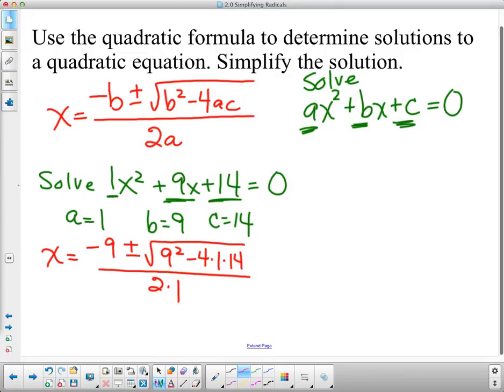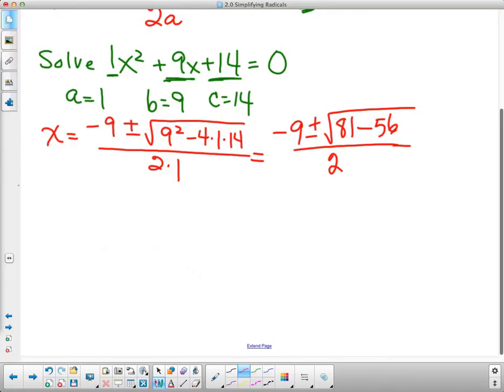Okay, so now we have to do some simplifying. Negative 9 plus and minus square root of 9 squared is 81, minus 4 times 1 is just 4, times 14, 56, divided by 2, and it's the whole thing divided by 2, not just part of it. So don't get lazy writing it down. Okay, 81 minus 56, 25. Okay, so negative 9 plus and minus the square root of 25, divided by 2.